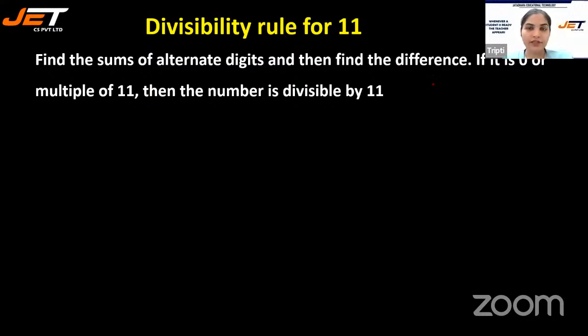All right. So the divisibility rule of 11 says, I hope by now you have read this, find the sum of alternate digits and then find the difference. Oh, that's amazing. If it is 0 or a multiple of 11, then the number is divisible by 11. Let me show you what it is trying to say.